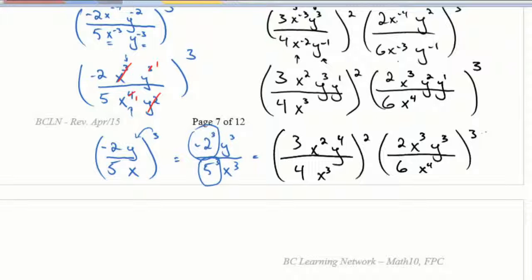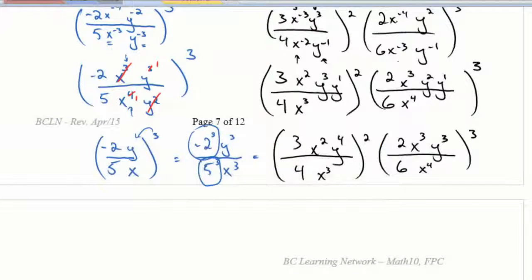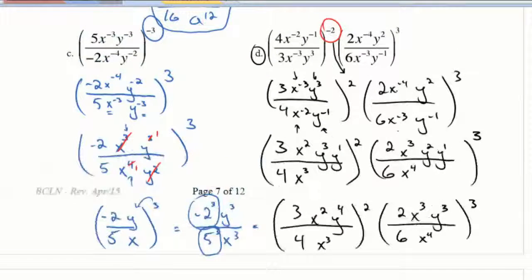Taylor is asking, why did I bring my y's up to the top? Well, I had up above here, one of my y's was positive, so I left it there. And then my y on the bottom was negative, so in order to bring it to the top, I had to make it positive. So this y to the 3 here doesn't move. It just stays there. And then I have this y, the positive one, which came from the bottom because it was negative. Now it's positive on the top. Same deal over here. y to the 2 didn't move. It just stays there. And then in order to make this positive, I brought it to the top.